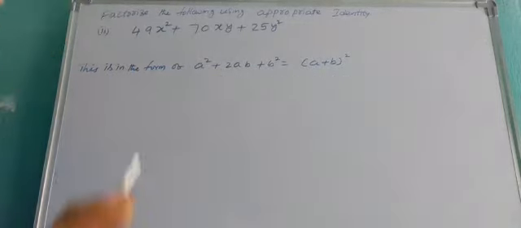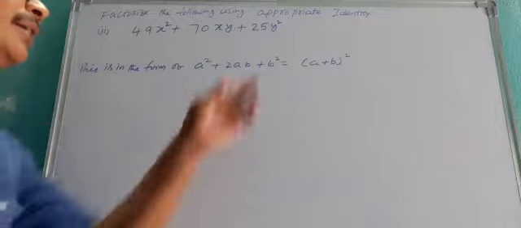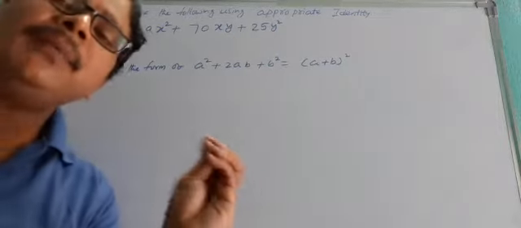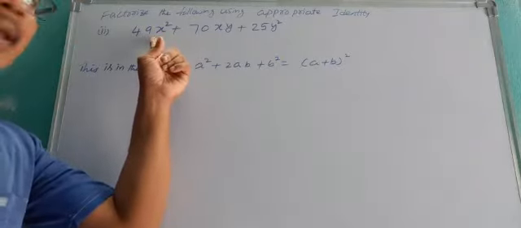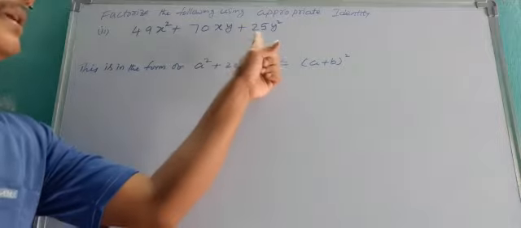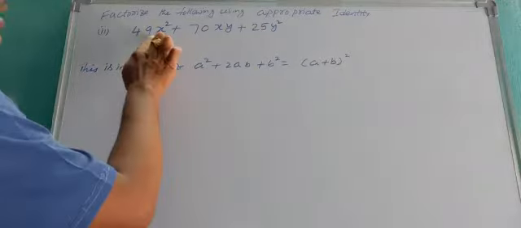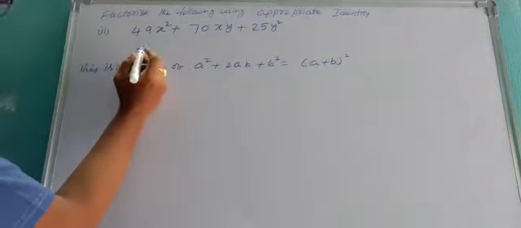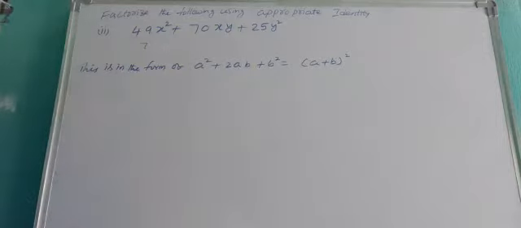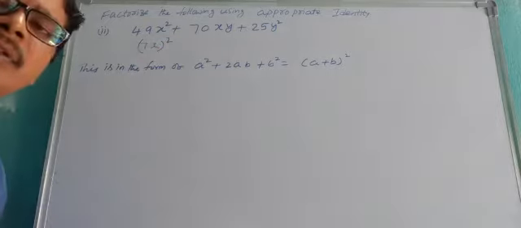Next one, factorize 49x square plus 70xy plus 25y square with the help of an appropriate identity. Now this is in the form of a square plus 2ab plus b square. How to identify the a and b values? First of all, we take the extremes, 49x square and 25y square. 49 is a perfect square, so this can be written as (7x) whole square, since 7 square is 49x square.